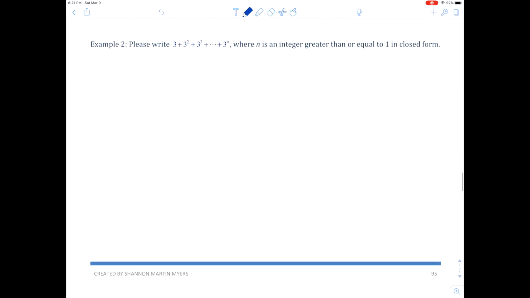All right, so another example. Let's write 3 plus 3 squared plus 3 cubed all the way down to plus 3 to the n in closed form, where n is an integer greater than or equal to 1. So let's see what we've got here.